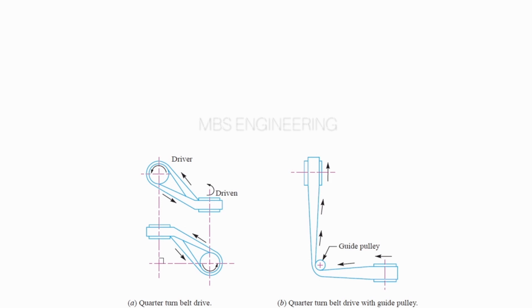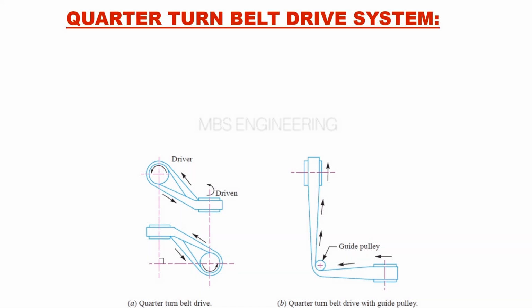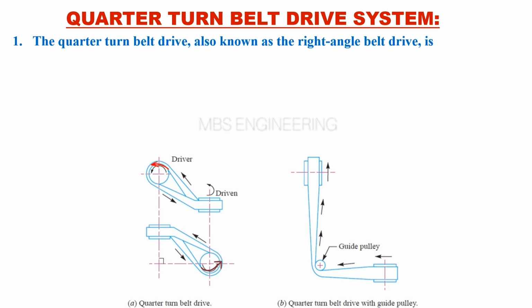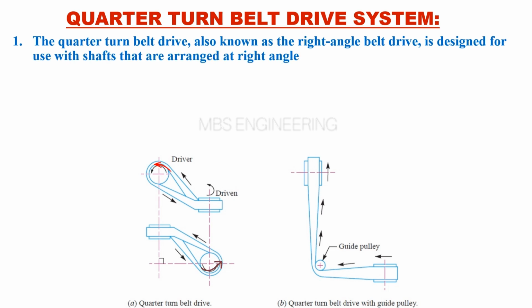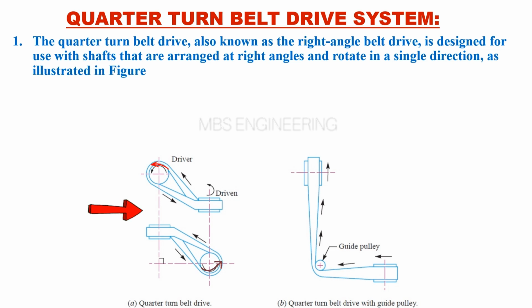Next, we will learn the third type, quarter turn belt drive. The quarter turn belt drive, also known as the right angle belt drive, is designed for use with shafts that are arranged at right angles and rotate in a single direction. Please refer to the images shown in figure A for a better understanding.